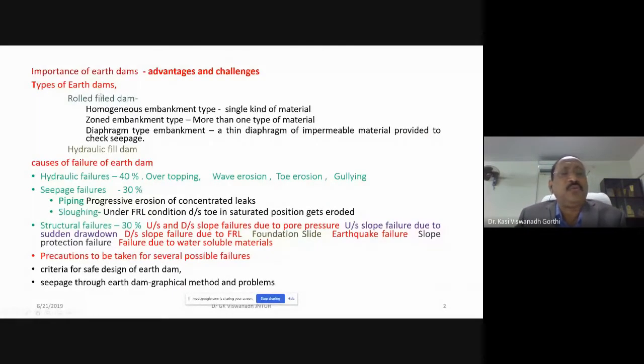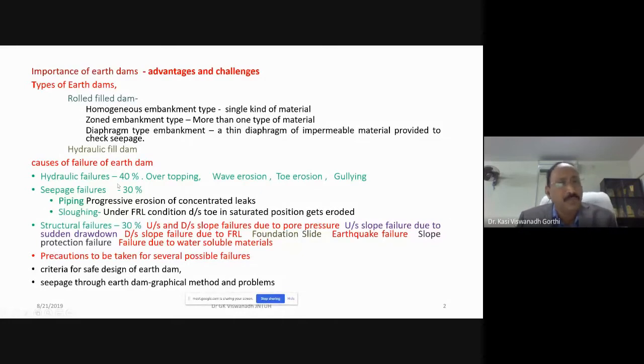So, in the previous two classes, just to have a recap of what we have discussed, we have seen the types of earth dams, importance of the earth dam, and advantages of the earth dam, followed by the various challenges in terms of the failures of earth dams, and what precautions are to be taken to control such failures. Then the types of earth dam, like roll field dam and hydraulic field dam. Then causes of failures of the earth dam.